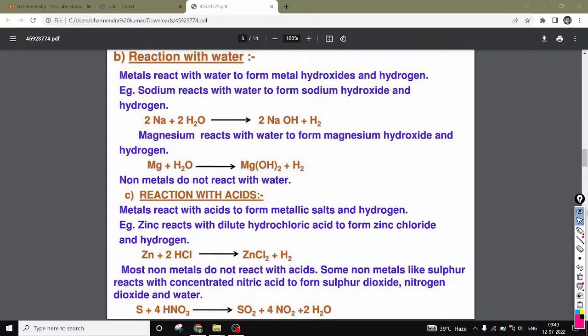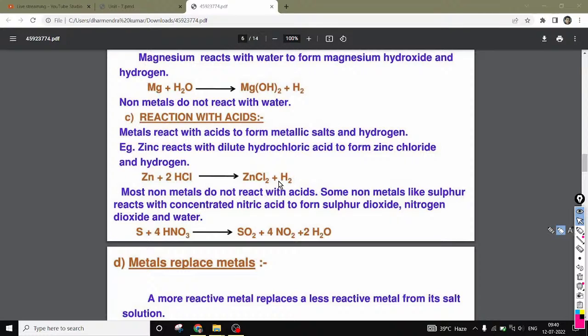Next we have reaction with acid. So if you have any metal, how are these metals going to react with acids, and if you have a non-metal, how do non-metals and metals react with acid? So let's look here. Metals react with acid to form metallic salt and hydrogen, right? When a metal reacts with any acid, it generally forms salts and hydrogen. We'll see about the salt and hydrogen.